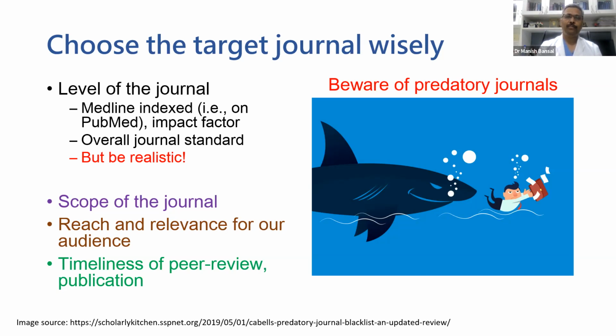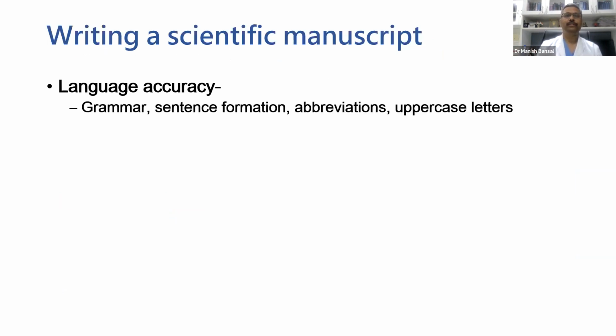So if you have published a paper in a predatory journal, it will become very difficult for you to get included in the editorial board of good journals. So that is another reason why it's very, very important to stay away from predatory journals. Now then comes how to write a scientific manuscript.